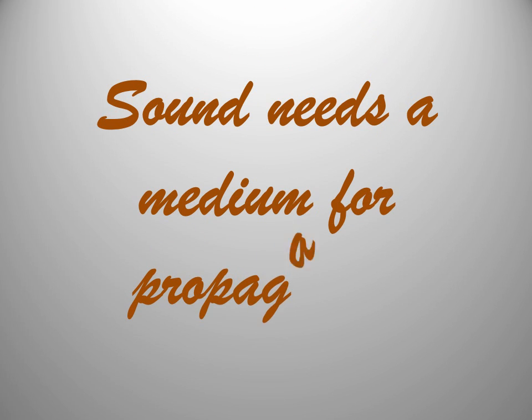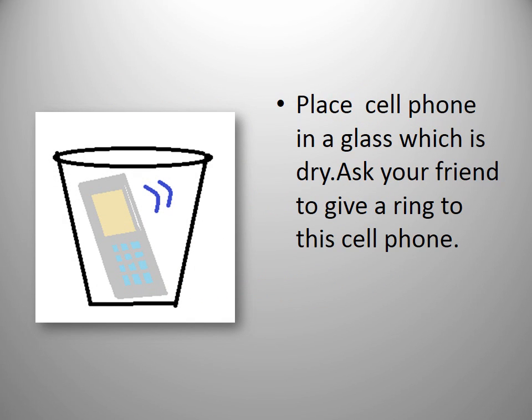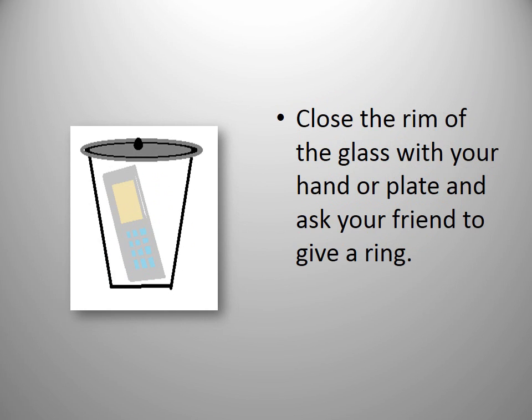Sound needs a medium for propagation. To prove that sound needs a medium for propagation, we are going to do a simple experiment. For that, first of all, place a cell phone in a glass which is very dry. Then ask your friend to give a ring to this cell phone. Then close the rim of the glass with your hand or plate and ask your friend to give a ring. In that case also, you can hear the ring of the cell phone.